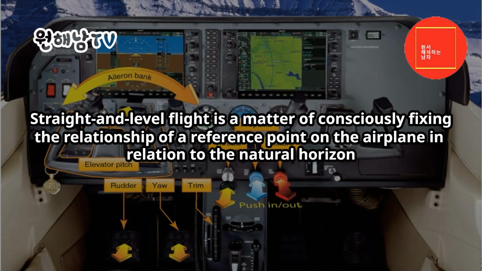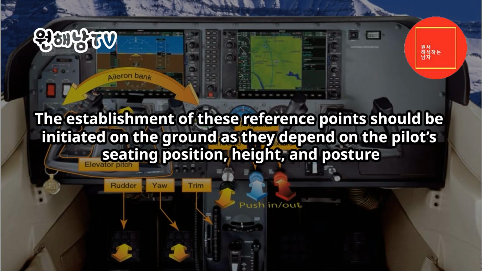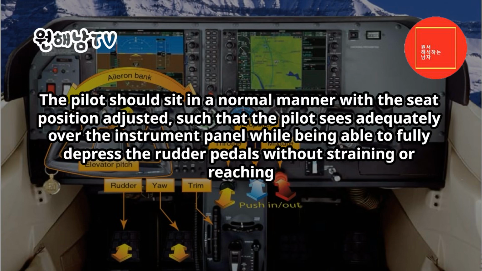Straight and level flight is a matter of consciously fixing the relationship of a reference point on the airplane in relation to the natural horizon. The establishment of these reference points should be initiated on the ground, as they depend on the pilot's seating position, height, and posture. The pilot should sit in a normal manner with the seat position adjusted such that the pilot sees adequately over the instrument panel, while being able to fully depress the rudder pedals without straining or reaching.